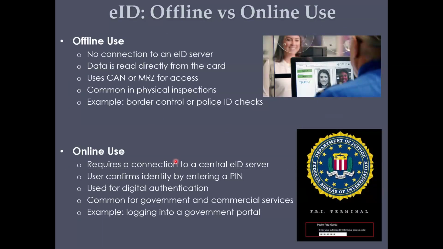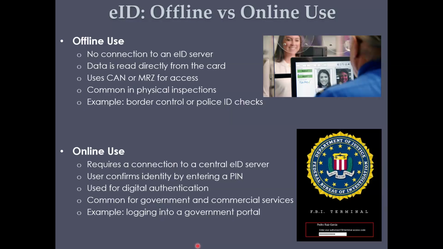So the offline use has no real connection to an EID server. We're going to cover EID servers here in a minute. But basically, offline, we are not making any connection to a server to grant us authentication, identification, or verification. So data is coming directly from the card itself. We use the CAN or the MRZ for access. This is common in physical inspections, and in border control or police ID checks.